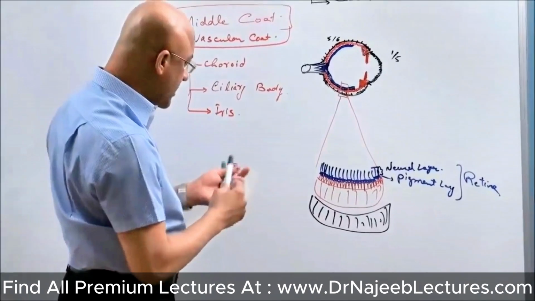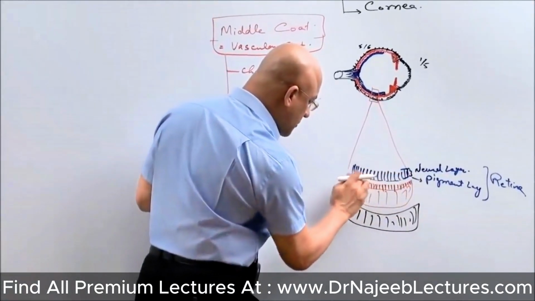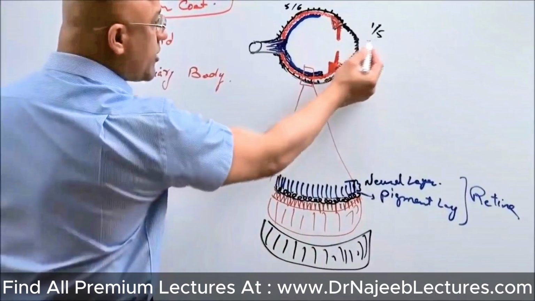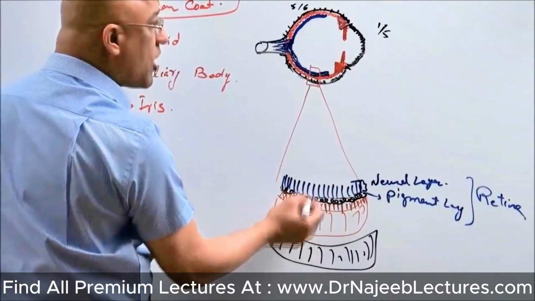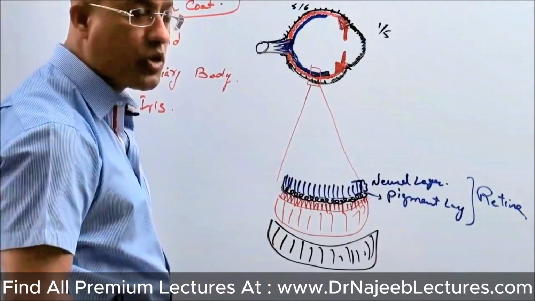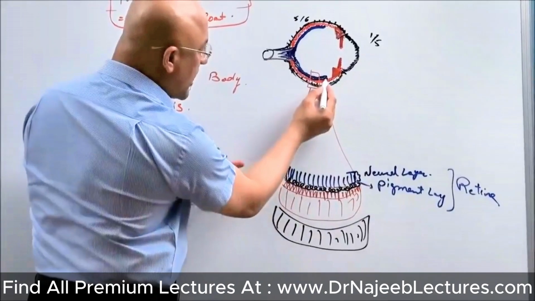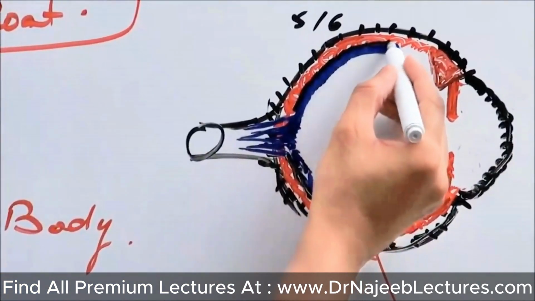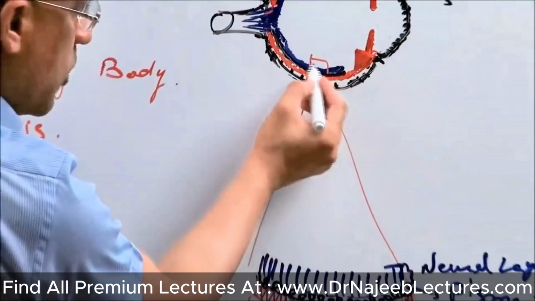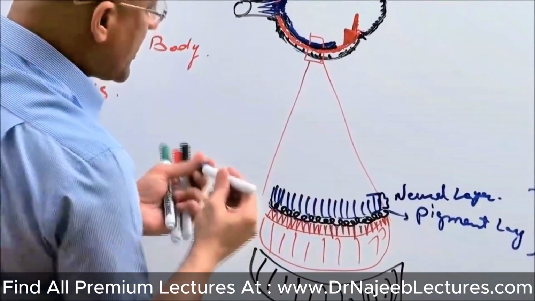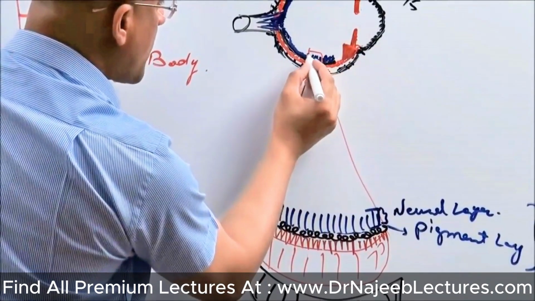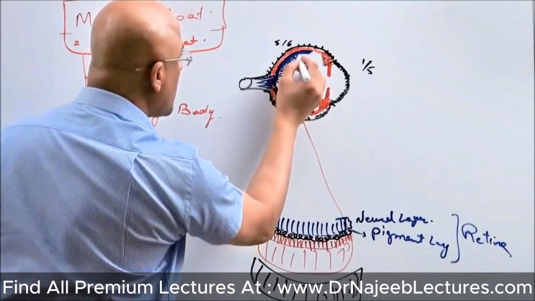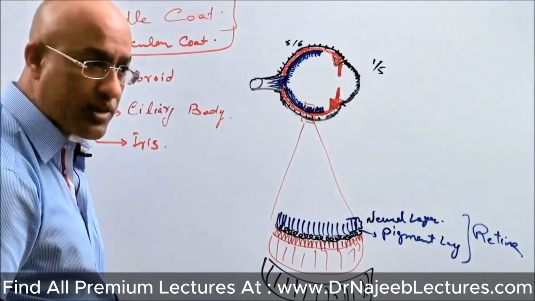I will make the pigment layer black so you don't confuse. The retina has one heavily pigmented layer. Why? Because when light goes in, it should get absorbed and not get reflected from different angles, so that the image should not be distorted. So the retina has an outer layer, the pigment layer, and an inner layer, this blue one, which is also called the neural part of the retina. These are two layers of the retina. Clear?